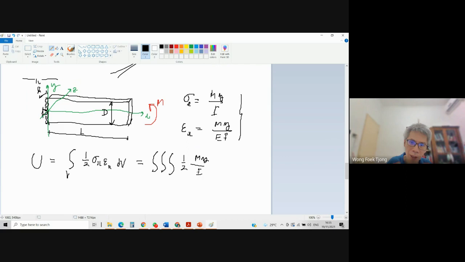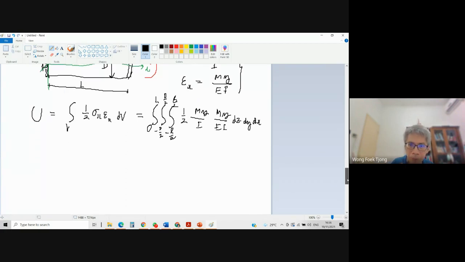1/2 sigma x is My over I, epsilon x is My over EI. We may start from dz, dy, dx, right? And z is from minus h over 2 to h over 2, y is from minus d over 2 to d over 2, and x is from 0 to L. Okay? This is the volume integral for this beam. Well, all these constants, don't worry, okay? All of these are constants.